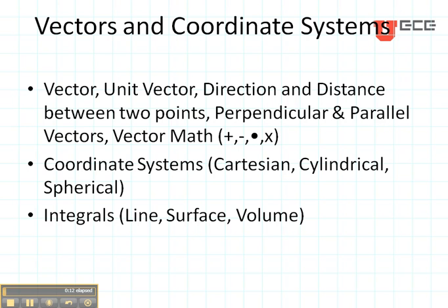We're going to talk about the definition of a vector, what a unit vector is and how to find it, the direction and distance between 2 points, how to find perpendicular and parallel vectors, and vector math, such as adding, subtracting, dot product, and cross product. We're also going to be talking about the 3 major coordinate systems, Cartesian, cylindrical, and spherical, and how to find integrals in line, surface, and volume.